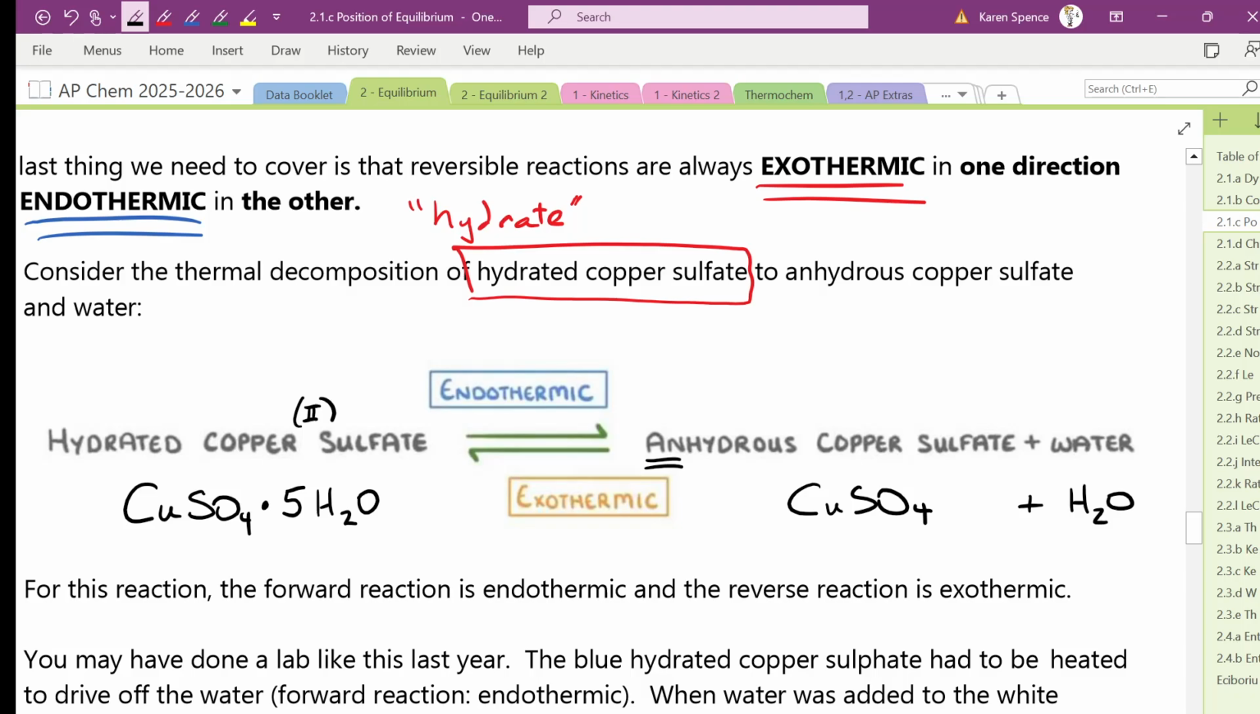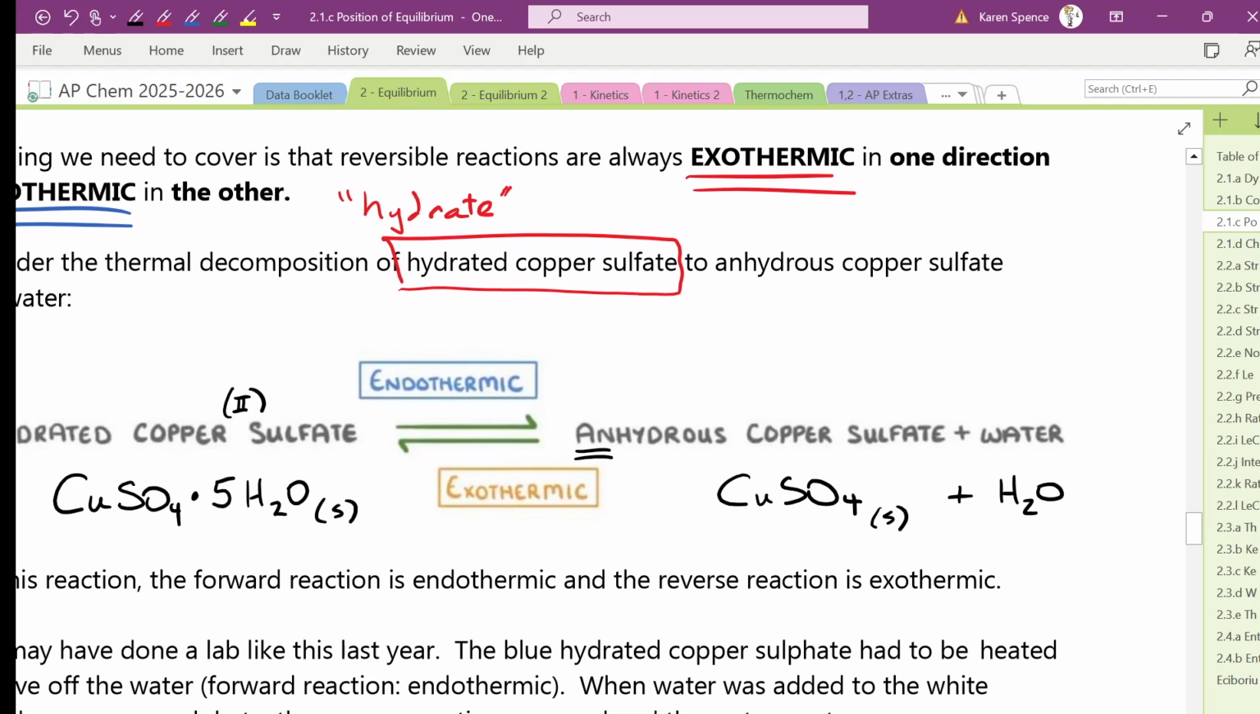CuSO4·5H2O, what state is that? That is a solid. What state is the anhydrous copper sulfate? Solid. And water, of course, is a liquid, although when you heat it, it comes off as a gas, so I would probably put it as a gas there, okay?